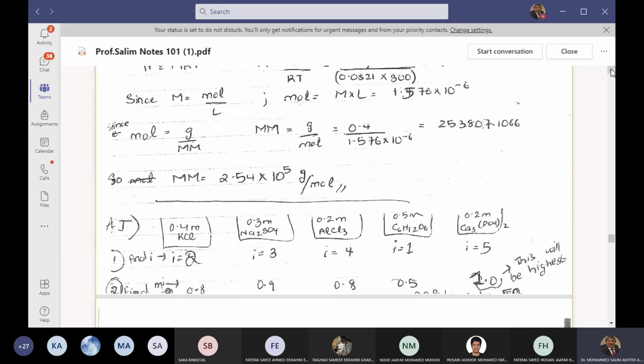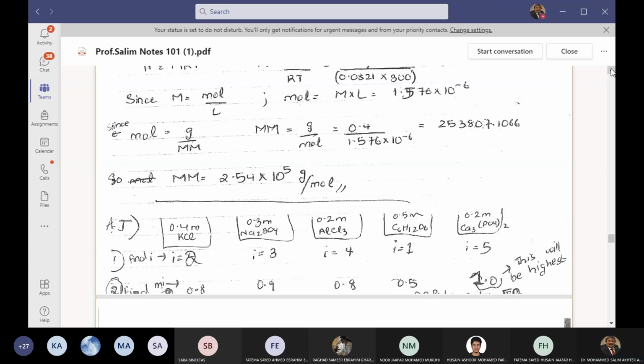Let me also do it. 0.28. So everybody got 0.284? Good. Molality is equal to moles of solute divided by kilograms of solvent. How many kilograms of solvent do I have?